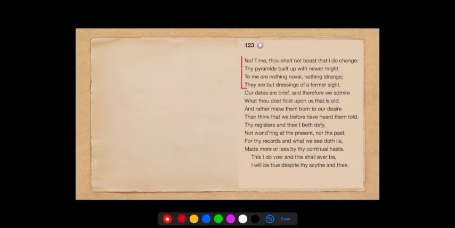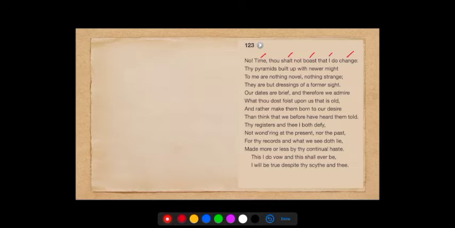But the guy is true to his iambic pentameter here. So now I will stress that and you'll see how that sounds. "No time thou shalt not boast that I do change." So, "No time thou shalt not boast that I do change." See, he uses words and a syntax that fits into that iambic pattern.